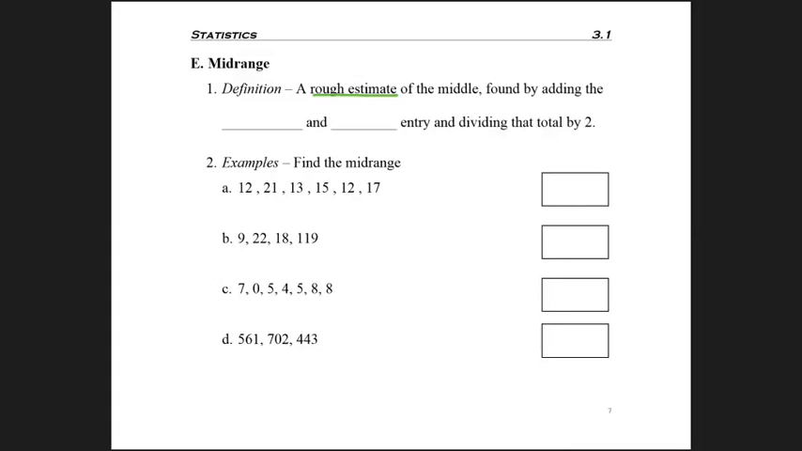So what we do is we add the smallest and the largest entries in the list, and importantly, we divide by 2. We're not dividing by 2 because we're trying to average them. What we're trying to do is cut the range of those values in half, and that's why we divide by 2. So let's look at the example that's given, 2A.